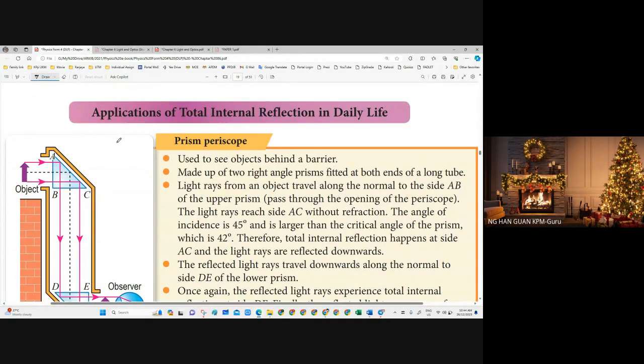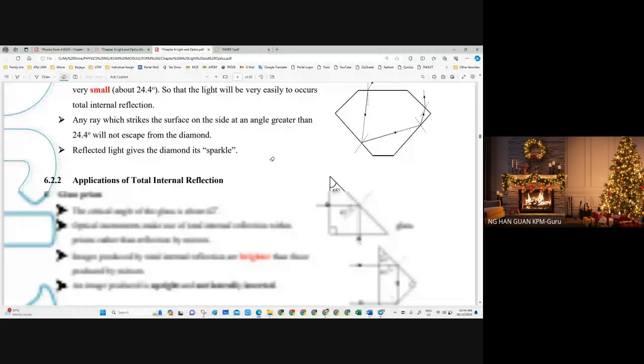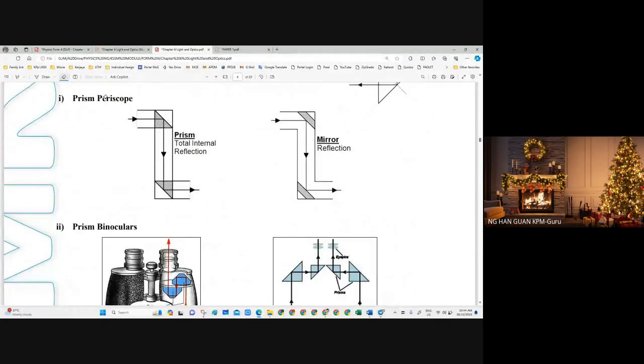So the applications of total internal reflection of light, if you're referring to my module, I have given you the comparison for the application of the periscope. One using a prism, one using a mirror. The mirror is based on the reflection of light, and the prism is based on total internal reflection.